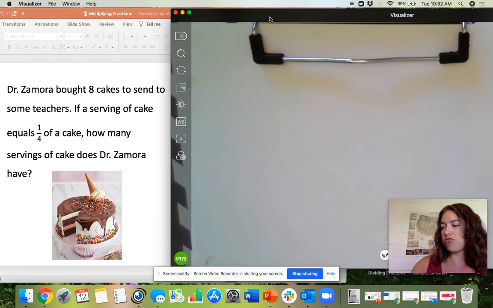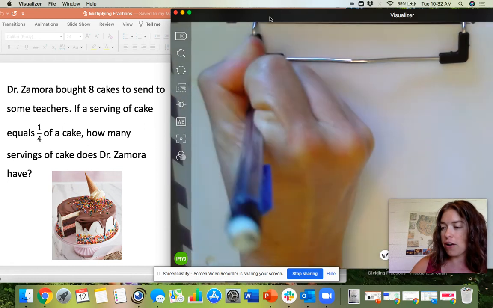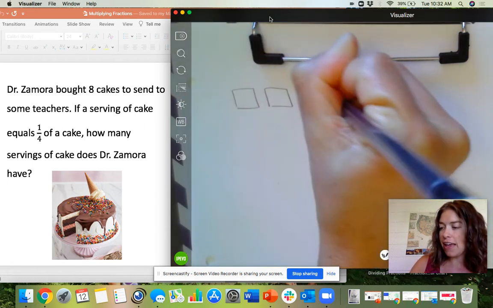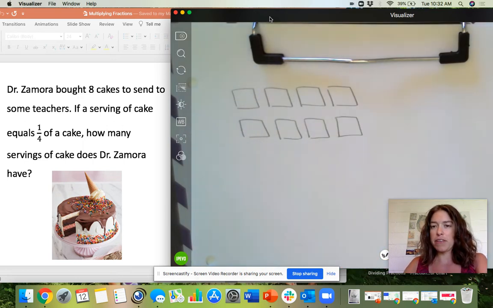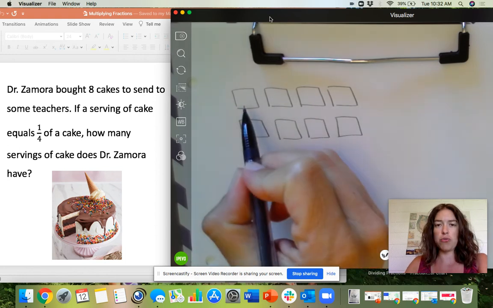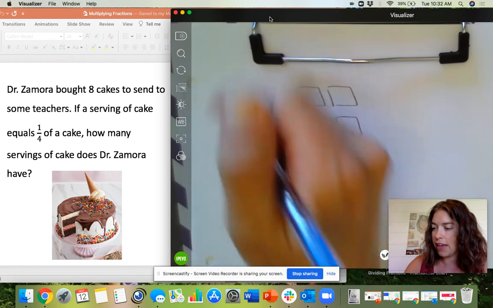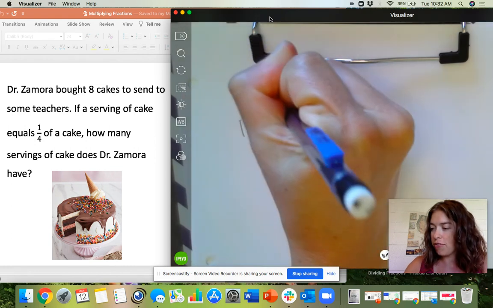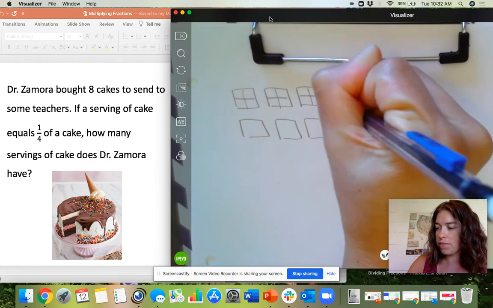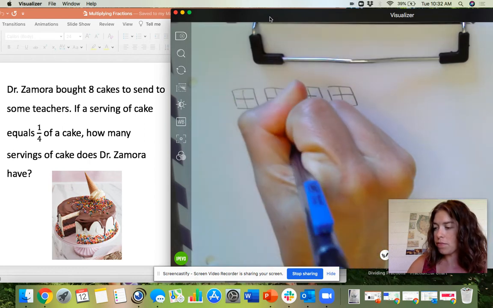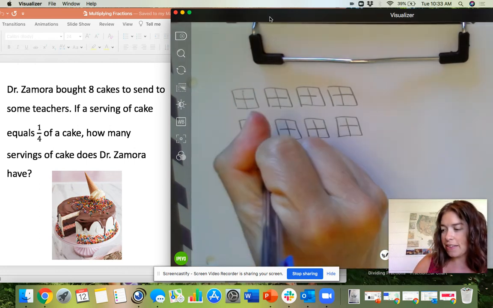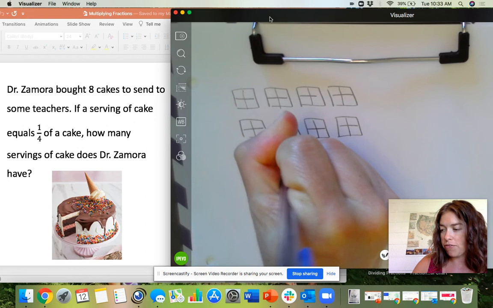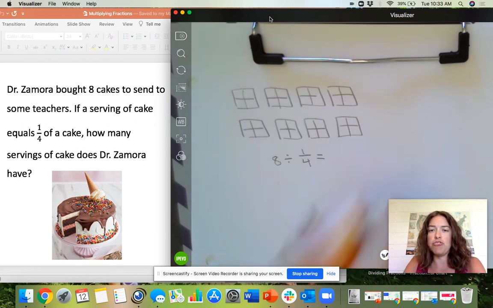And if you remember from yesterday, we were really focused on models. We drew out the 8 cakes that Dr. Zamora had ordered. I always use squares because they're just easier for me to split into fractions. And then she was not sending a whole cake to a teacher. Instead, she was cutting those cakes into fourths so that everyone could have 1/4. And she wanted to figure out, well, if I have 8 cakes and I'm dividing them into pieces that are 1/4, how many pieces do I have?